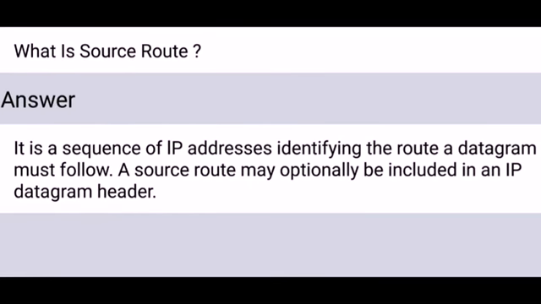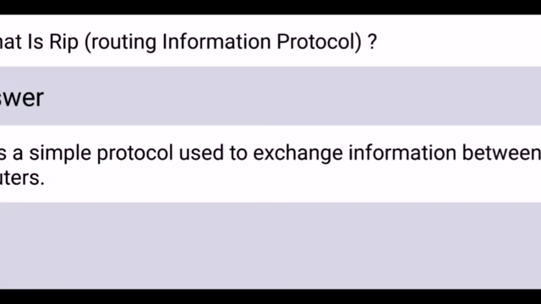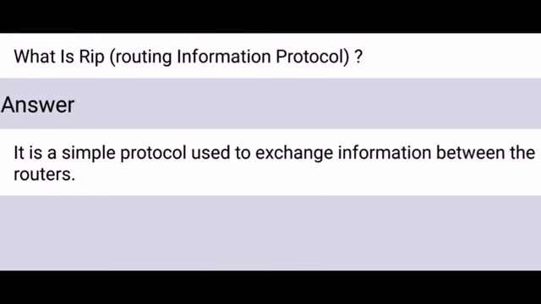What is source route? It is a sequence of IP addresses identifying the route a datagram must follow. A source route may optionally be included in an IP datagram header. What is RIP or Routing Information Protocol? It is a simple protocol used to exchange information between the routers.